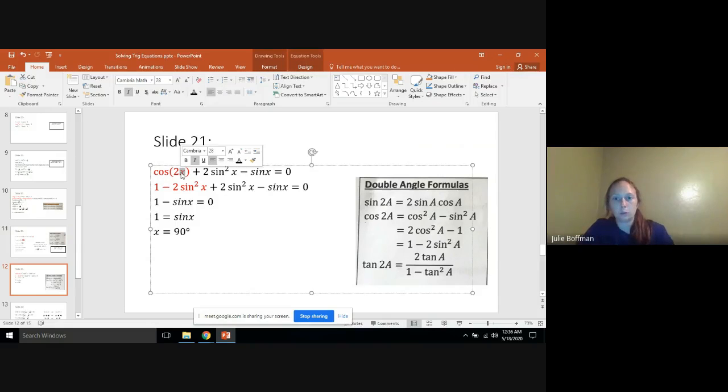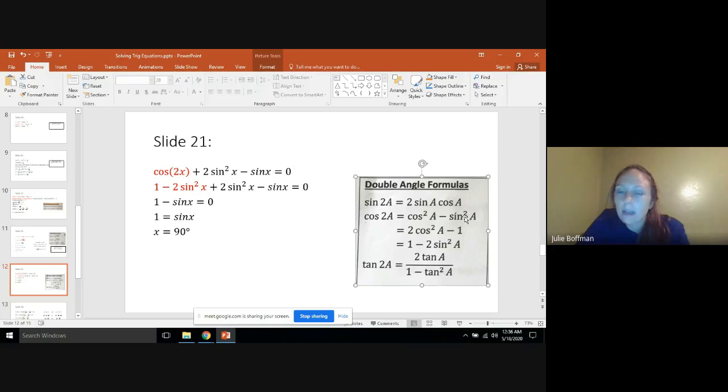So how do we choose which one we want to use? Well, remember, we only want our trig equation to be in terms of one trig function. The rest of our trig function is in terms of sine. So we want this to be in terms of sine. Well, first option is cosine squared minus sine squared. That's not in terms of just sine. The second one is in terms of sine. The third one is the one that's in terms of sine. So we're going to choose that one.